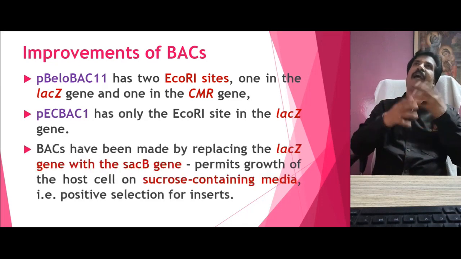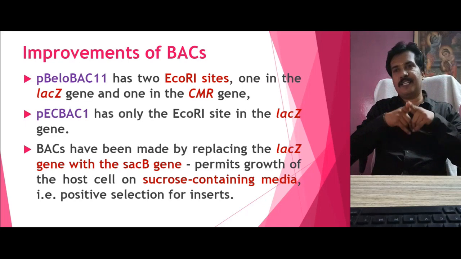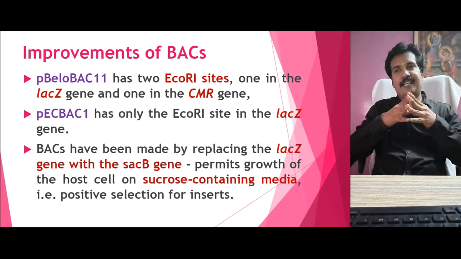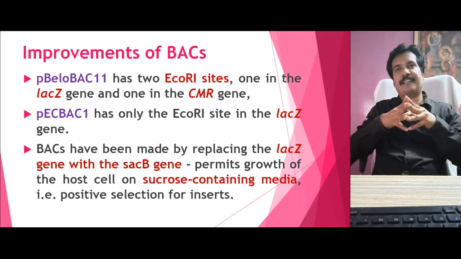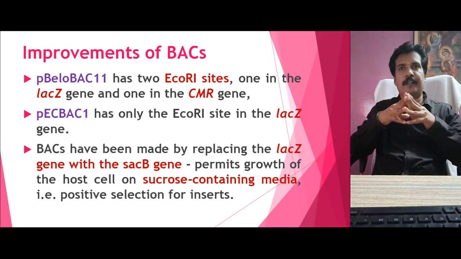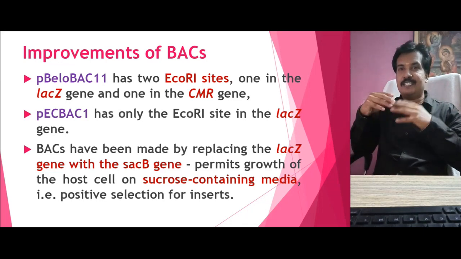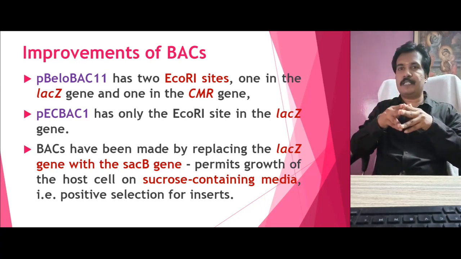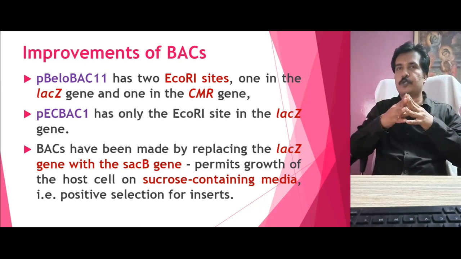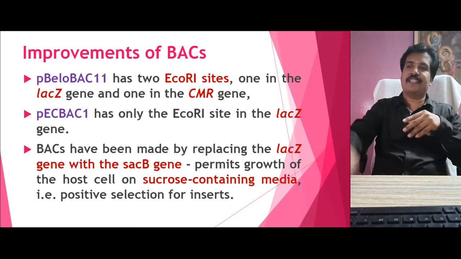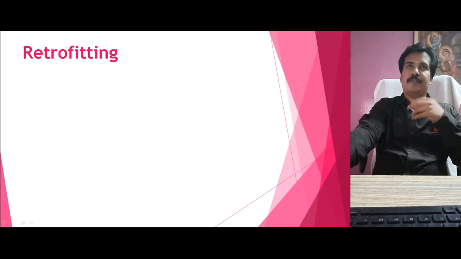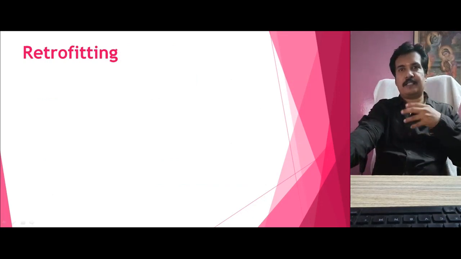So later on, the BAC vector saw further improvement by replacing the lacZ gene with a sacB gene. So what was the objective of this lacZ and sacB gene? The lacZ gene is needed for X-gal medium for the identification of blue and white colonies, whereas the sacB gene specifically permits the cells to grow in sucrose-containing media, which can be easily positively selected on this basis. Apart from this, the BAC vectors have recently been given another modification called retrofitting.